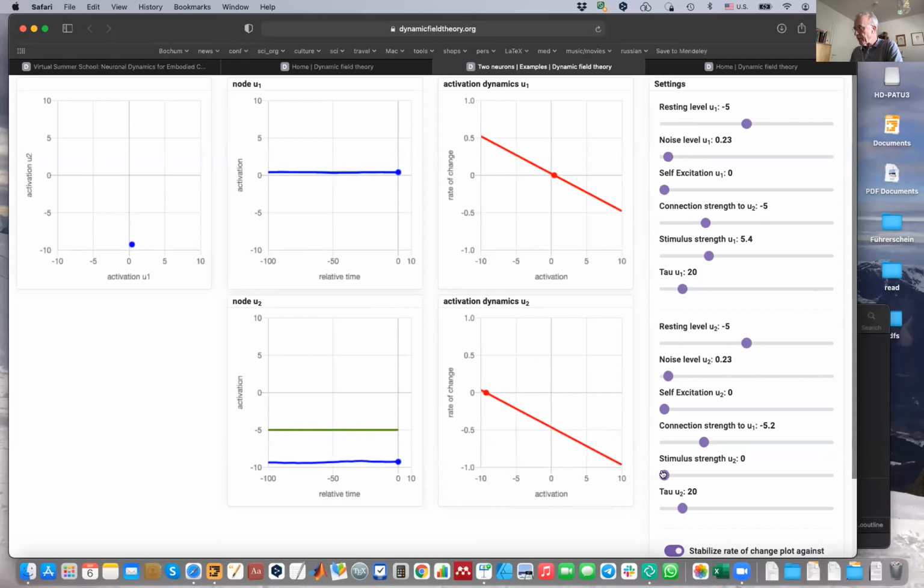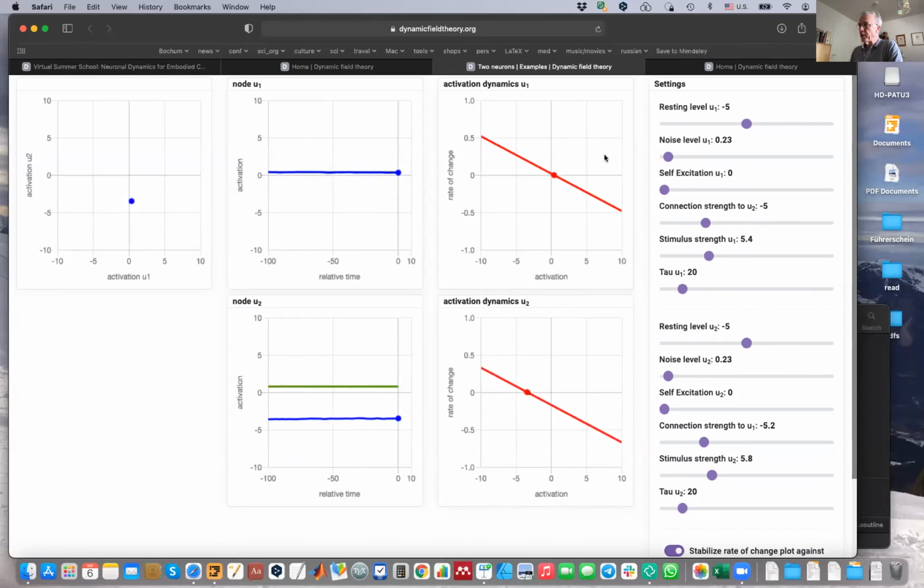Neuron number two, however, here had no input, right? But I give it the same input. Let's say I have an input of 5.4. Here, I give it even a little bit more, 5.8. But this neuron remains below threshold. This one is above threshold. So I've selected number one, and I've selected it really just because I can't move both of those sliders at the same time.